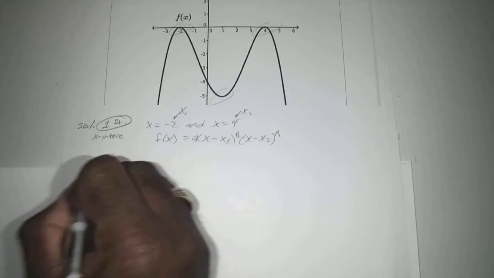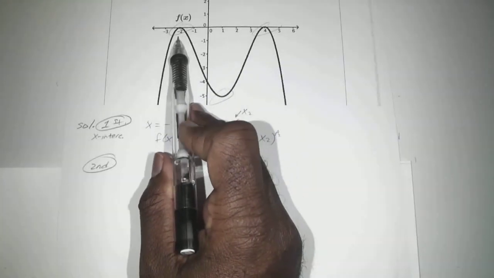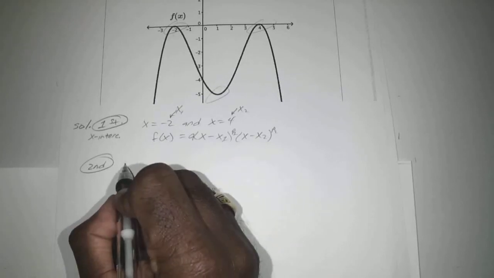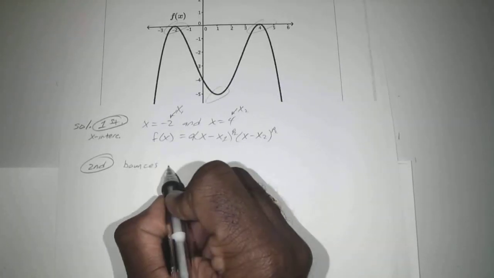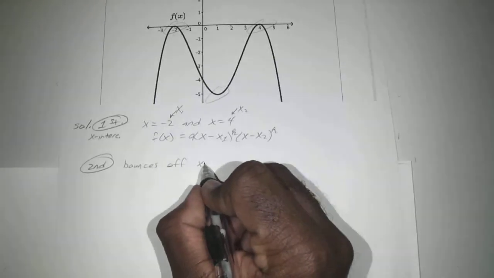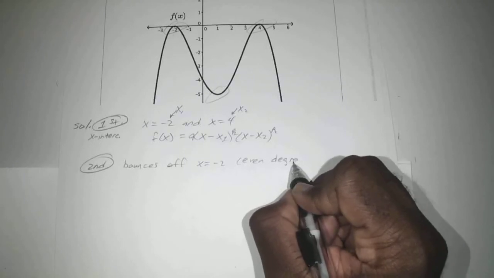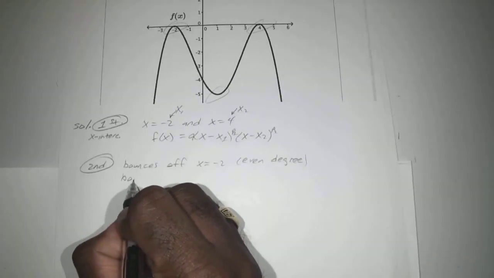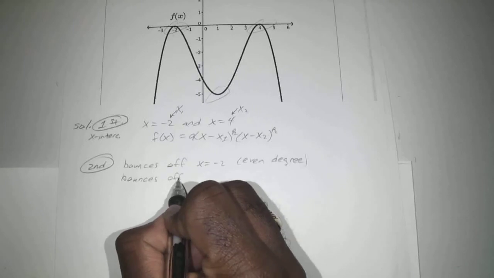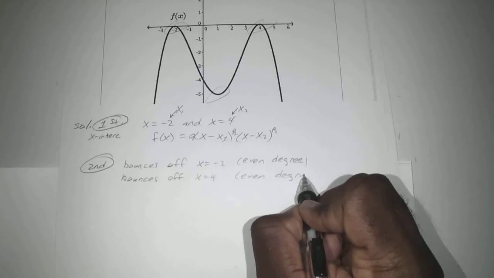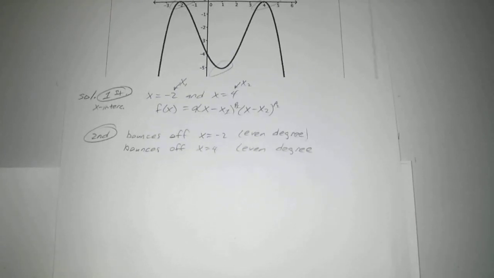Okay, so we go to our second step. We can see it bounces off -2 and bounces off 4. So both of those will be even. It bounces off x equals -2. So that one's an even degree. And it bounces off x equals 4. So we know that's going to be even degree. Okay. So the only way you can have 2 even degrees and have the degree total equal 4 is if both of them are degree 2.